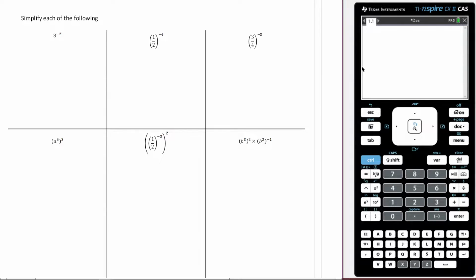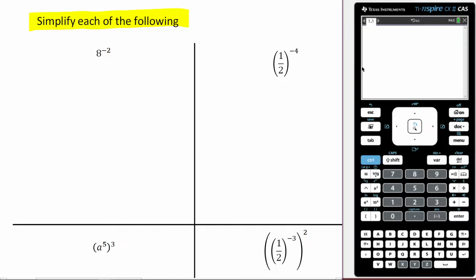We are going to answer these questions before us, which says simplify each of the following. Make sure you give these a go before watching me. Okay, here we go with the first one.